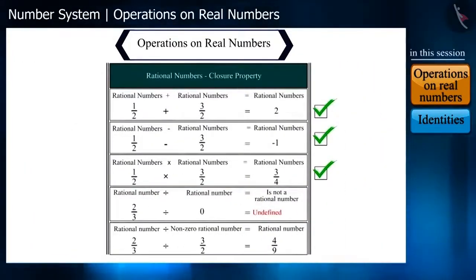Therefore, we can say that rational numbers are not closed under division, but if we consider a set of non-zero rational numbers, then that set will be closed under division.